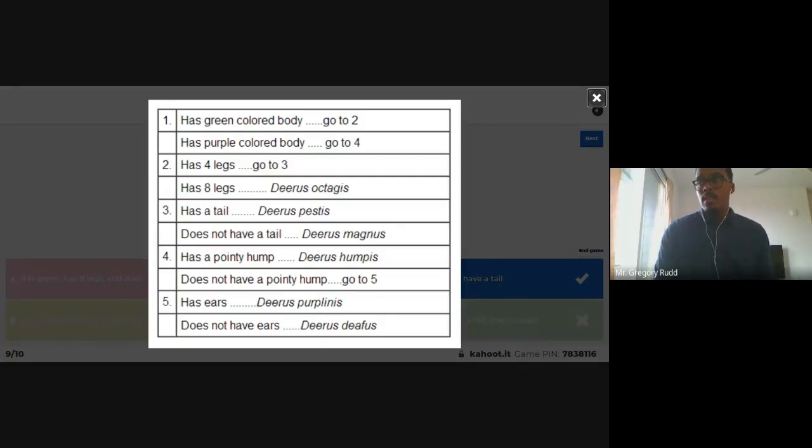All right. So in this case, we're not given traits. We're given the name, the scientific name, and we have to figure out the traits. We're told Deirdre's magnus. So here it is right here. Deirdre's magnus does not have a tail.